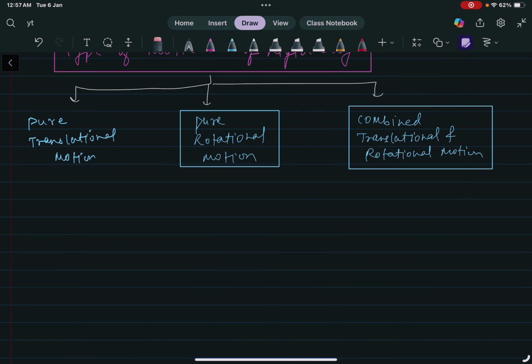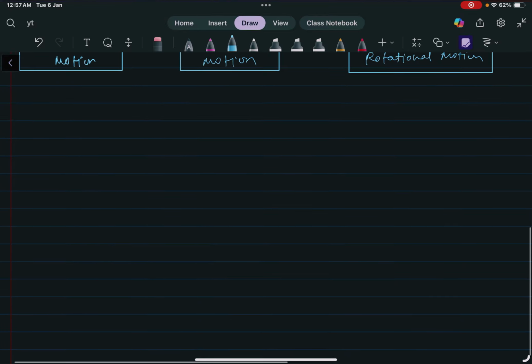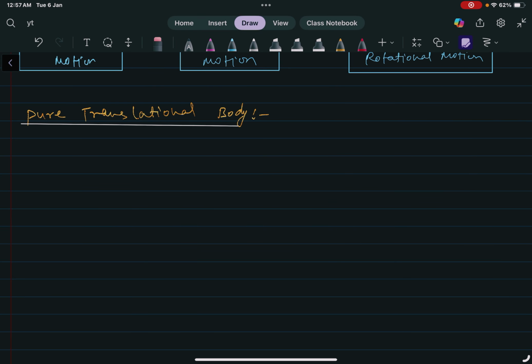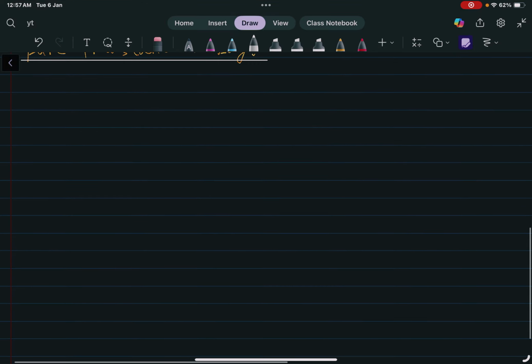We are discussing them one by one. First of all, I am talking about pure translational motion. What is it, and how do we resolve pure translational problems? Pure translational motion is very similar to motion in 1D, meaning all the forces and formulas are similar to the 1D part.